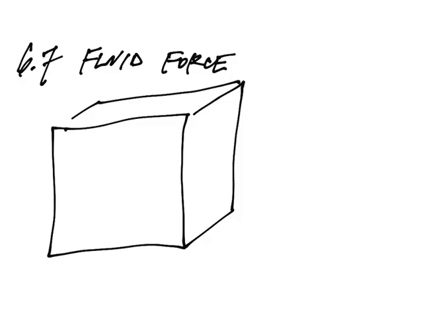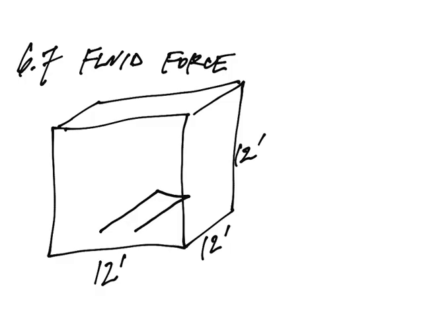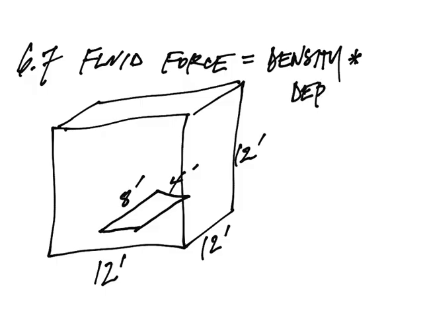Let's start off with a cubical tank, 12 feet on the side. And let's say that I've got a door at the bottom of this pool. And let's say the door is 4 feet by 8 feet. Fluid force is defined as density times depth times area. You'll need to memorize that. Density times depth times area.